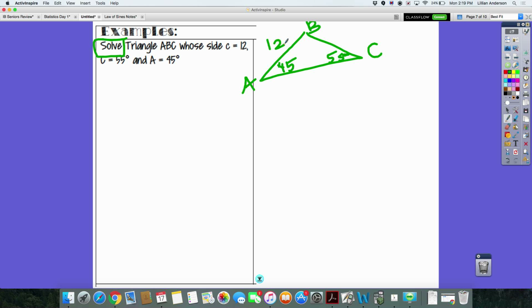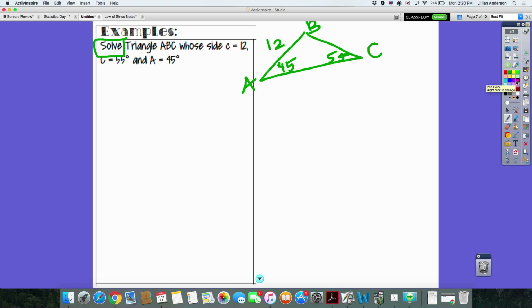Now, if you look at this triangle and the way it's labeled, is this an angle side or a side angle situation? Angle side, which means, do I need to check for a second triangle? No. When do you check for a second triangle? Side angle. So from here, I can find the rest of my information.